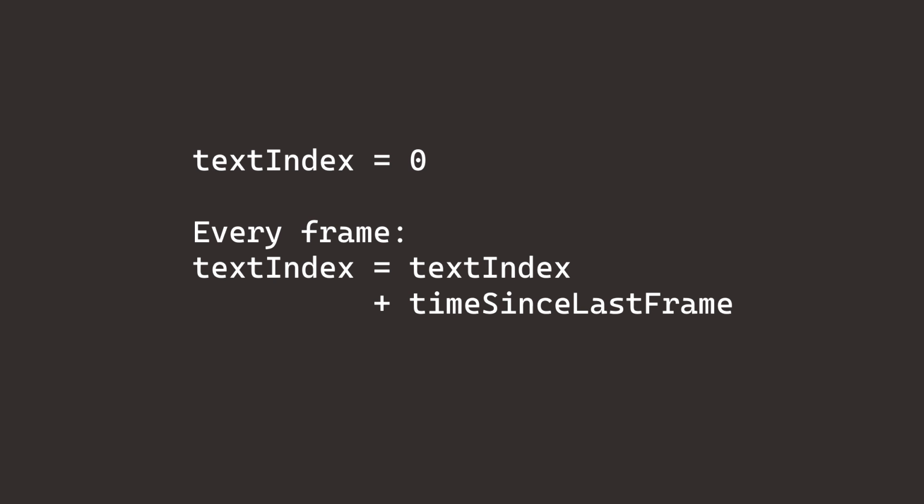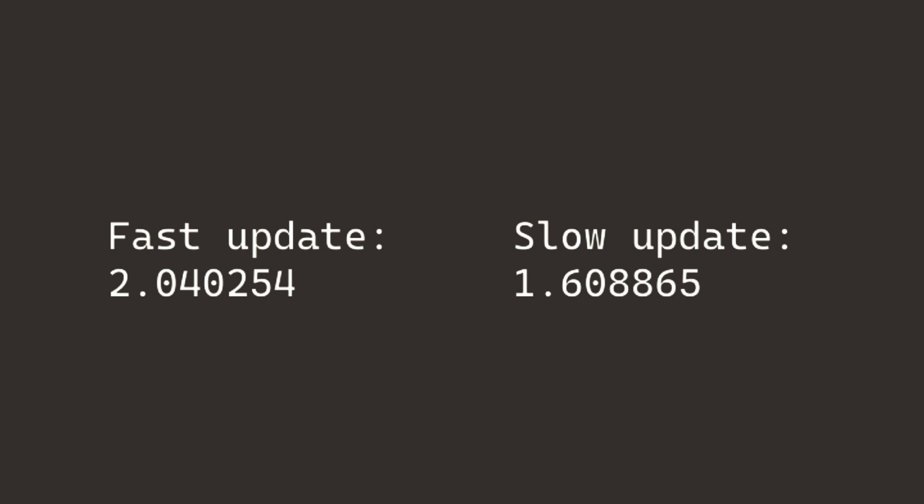I came up with a solution where we have a number starting at 0, and then for every frame, we increment this value by the time since the last frame multiplied by some constant that determines the writing speed. Basically, this just means that if your frame rate is very high, this value increments in smaller steps, but more frequently than if your frame rate is low.